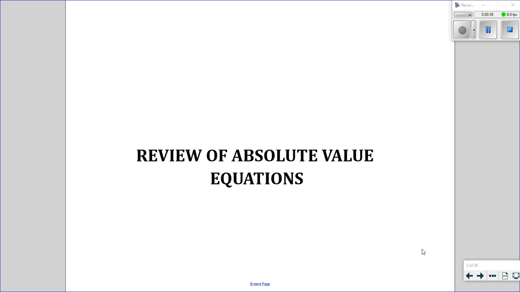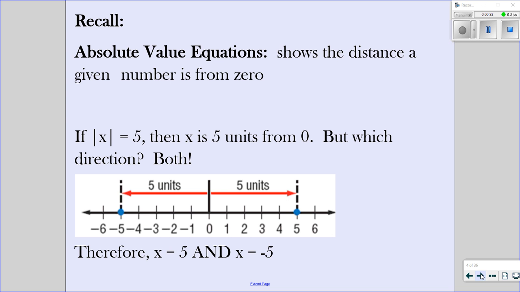So again, this is a review of absolute value equations. With absolute value equations, it shows a distance a given number is from 0. So for example, if you have absolute value of x equals 5, then x is 5 units from 0, as you can see from the number line. But which direction? It's both, because you're coming from the left and you're coming from the right. So x can be 5 and negative 5. Any negative number in absolute value will come out positive, and if you already have a positive number inside the absolute value symbol, it's going to be positive.